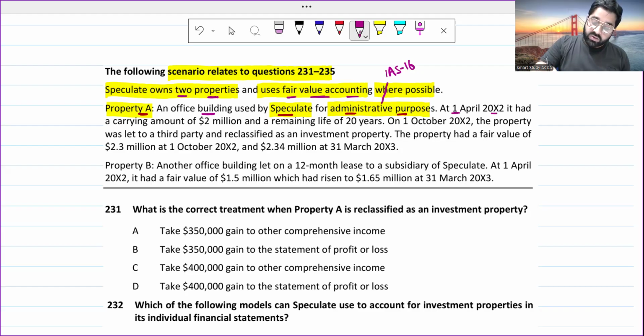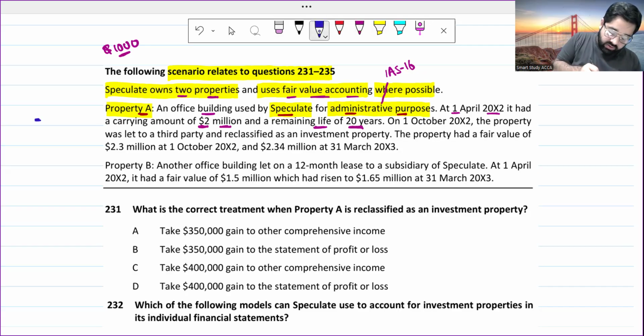At 1st April 20x2, it had a carrying amount of $2 million and a remaining life of 20 years. I will be doing all of my workings to the nearest $1,000. So the carrying amount of this property is $2,000 and the remaining useful life is 20 years.